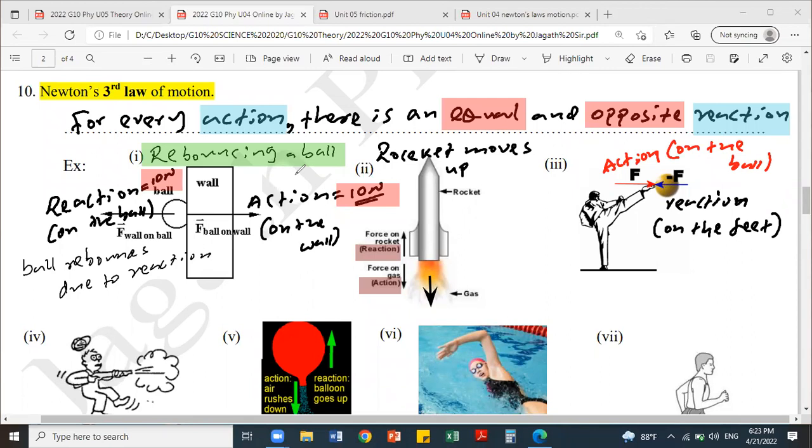If you throw a ball, a rubber ball or whatever, towards the wall, the action is by the ball on the wall. On the wall by whom? By the ball. That is the action. The reaction is what? In return, the wall hits the ball.